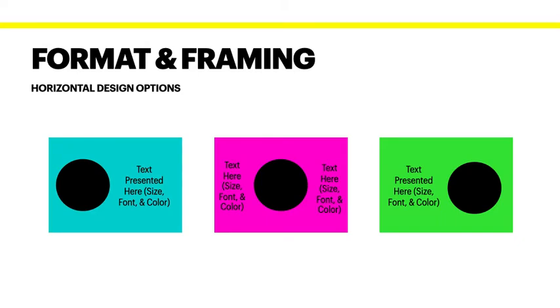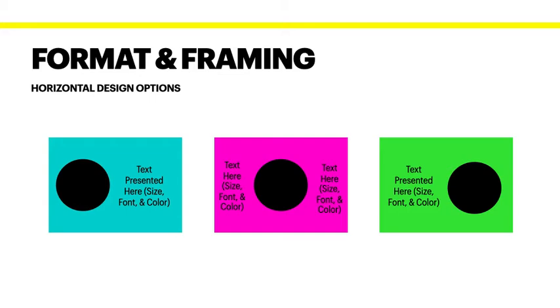So to begin with, we have format and framing. So format and framing really is bringing together how you're organizing the image and the text together. So as we can see here, we do have a number of horizontal design options. So this means that the specific visual argument is wider than it is tall.